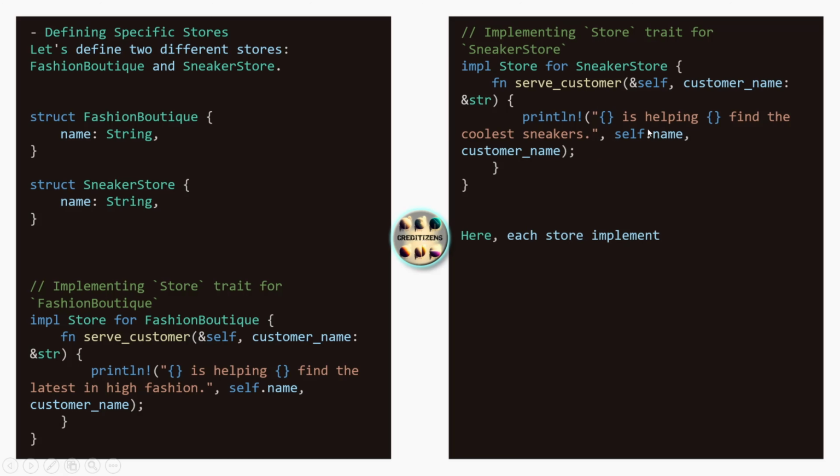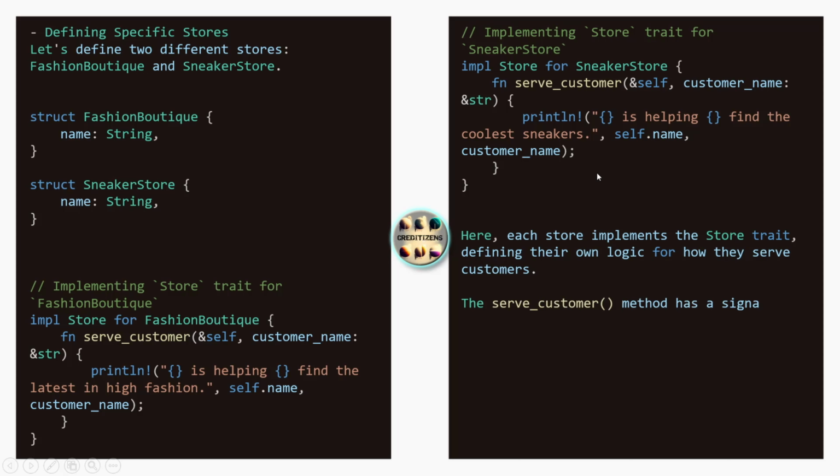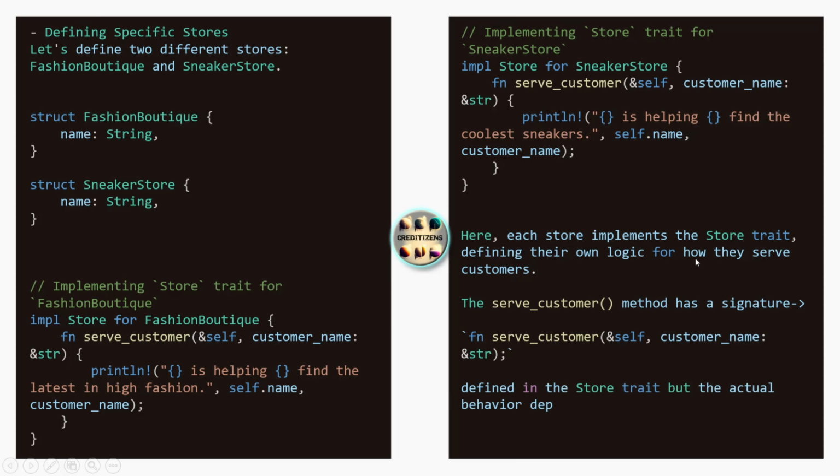The salesperson is going to be a different name here. It could be some other different fields, but here we just make it simple for this introduction example. So each store implements the store trait, defining their own logic for how they serve customers. The serve customer method has a signature, which is defined in the store trait, but the actual behavior depends on the specific store. So the internal logic of the function will be defined at the implementation level.